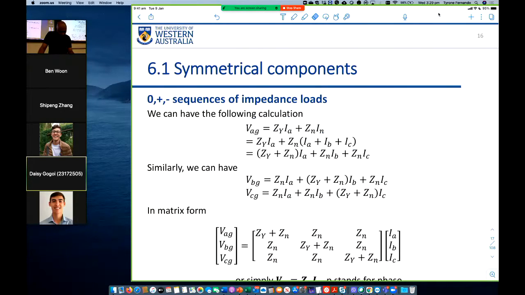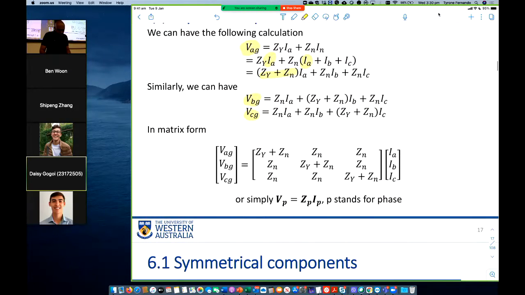So we can now write, we can just simplify it. So you have ZY plus Zn, so this term and this term, multiplied by IA, Zn multiplied by IB, Zn multiplied by IZ. And similarly, we can write expression for VBG and VCG. And if you write these expressions, then you know that this diagonal terms is going to be ZY plus Zn, and all the other terms are Zn, right?